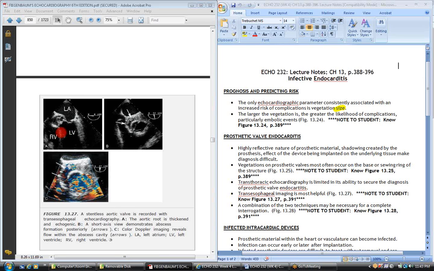It's thickened and echogenic. A short axis view demonstrates abscess formation. This area here is a formation of an abscess around the sewing ring. Color Doppler imaging reveals flow within the abscess cavity. This area right here, see the flow? There should not be any flow outside the actual valve orifice itself.